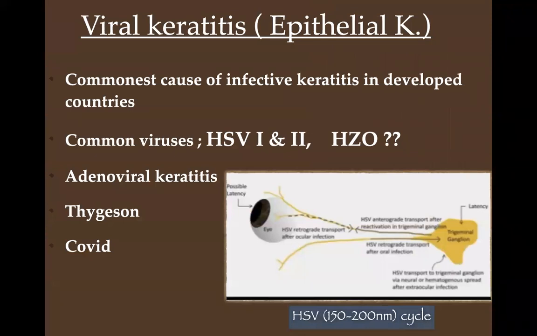So viral keratitis, which is also called epithelial keratitis, is the commonest cause of infective keratitis in developed countries. The common viruses in this entity are herpes simplex virus type 1 or type 2, but type 1 is more common than type 2, especially in adults. Also varicella zoster and herpes zoster ophthalmicus. Adenoviral keratitis is also common, but not as common as herpetic keratitis. Also, COVID viral keratitis was added in the pandemic.